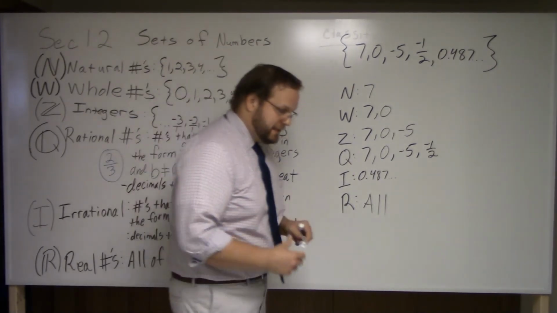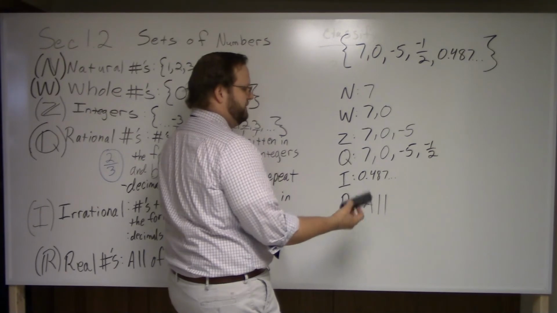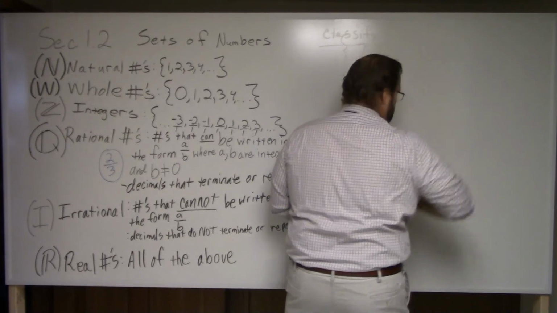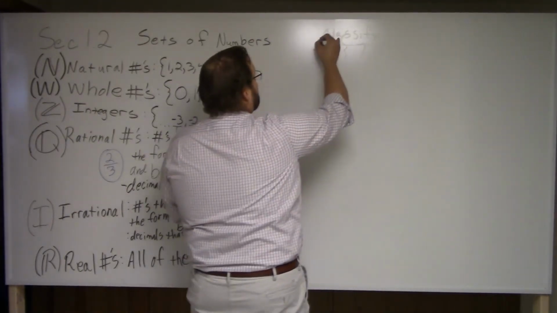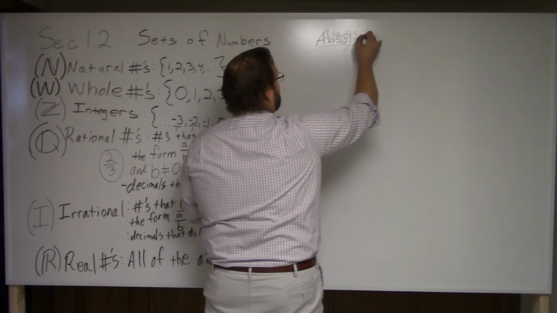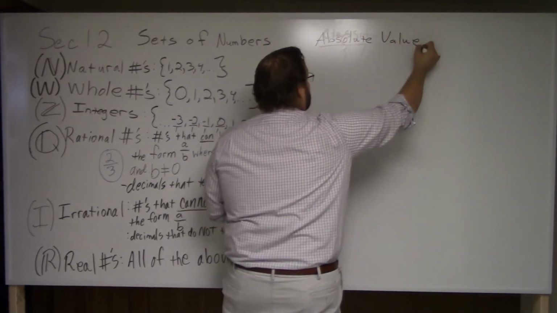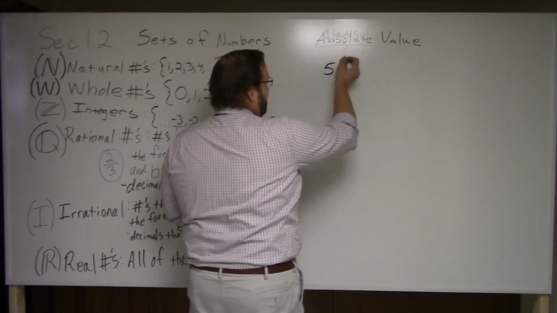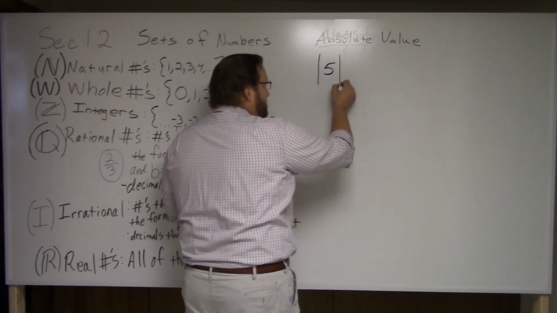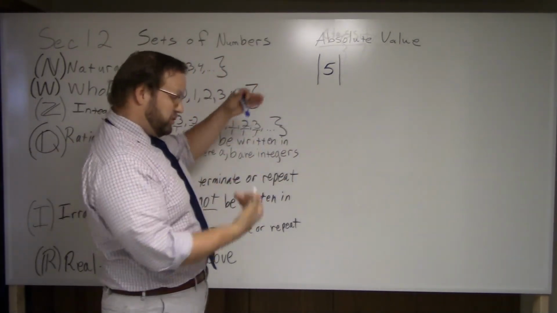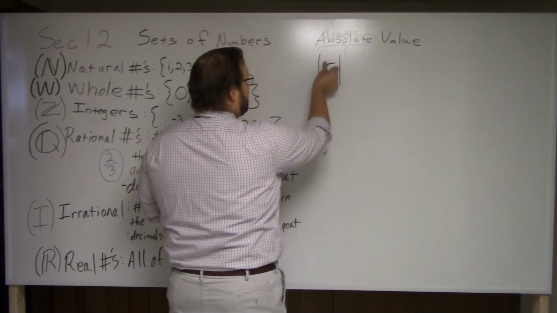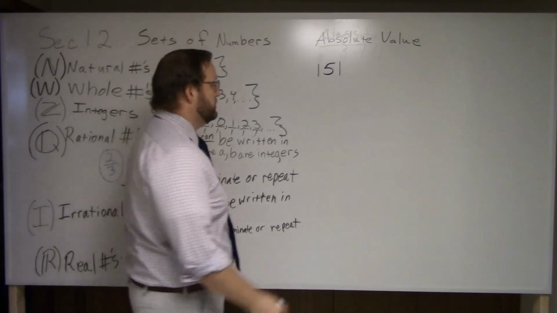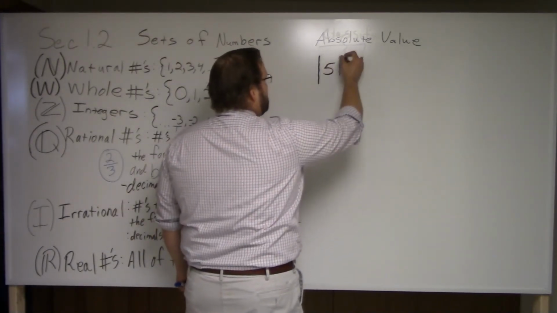One last thing in this section that we're going to see time and time again later in this course is the idea of absolute value. Absolute value is when we take a number, like let's say 5, and we put those bars around it. Make sure those bars are taller than the number, because if you just do this, I don't want you to accidentally think that's 151. So be very clear on your notation.